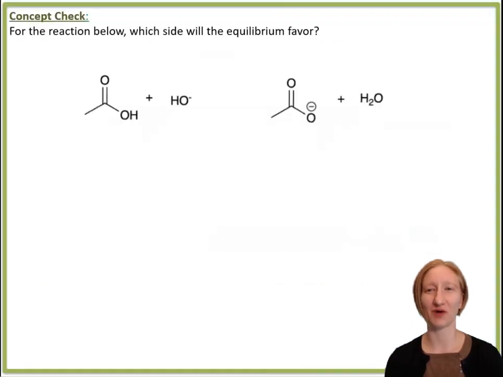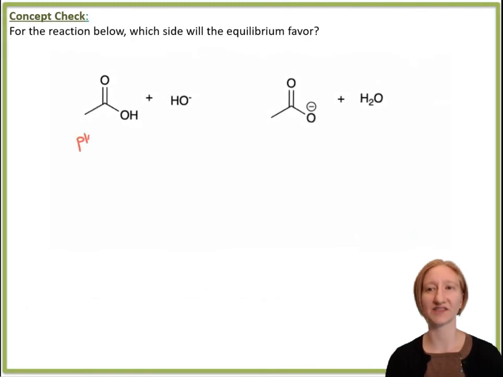Let's end this video with one more concept check question. For the example shown, which side will the equilibrium favor? Go ahead and decide, and then draw in the appropriate arrows. Okay, in order to answer this question, we need to identify our acid and our conjugate acid, and then compare their pKa values. Figure out which acid is stronger and which is weaker, and then the equilibrium will lie towards the weaker acid.